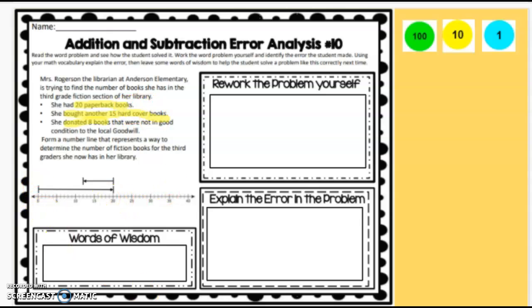So if I'm looking at this number line, I can see that it starts at 0, and the first arrow is going to go to 20. Okay, so that's your 20 paperback books. That represents that. Then she bought another 15. Well, if she bought another 15, I'm going to be adding to my collection, and so I'm going to need to extend my number line. So I should have another number line right here.